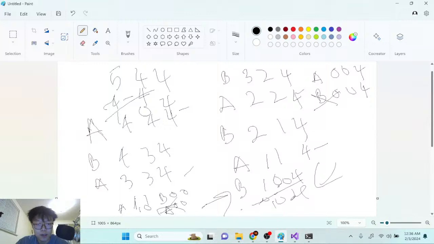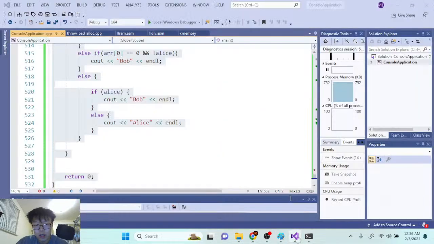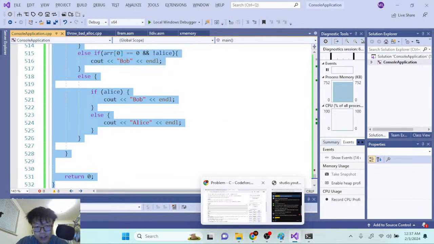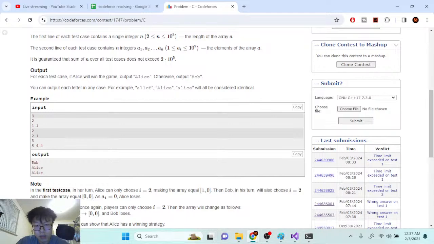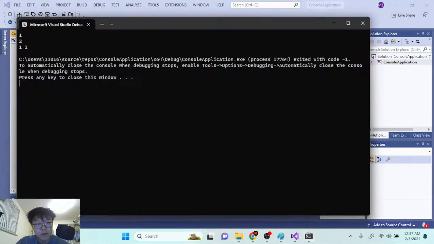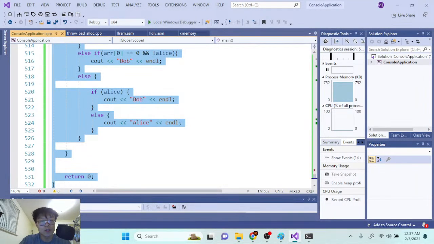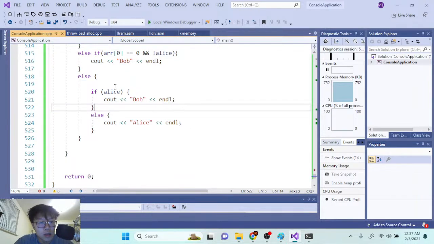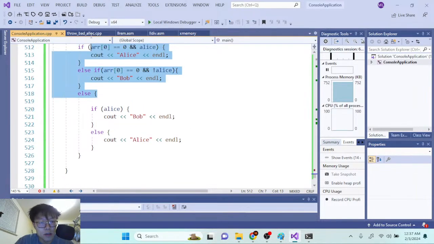Alice's turn 0, 0. Yeah, wait. Alice's turn is 0, 0. So Bob wins. So after this, Alice's turn should be 0, 0. So if it's Alice's turn, Bob wins. So if... why did I get Alice wins in the... Why? I don't understand. Wait, what am I doing wrong? If it's Alice's turn, Bob wins.